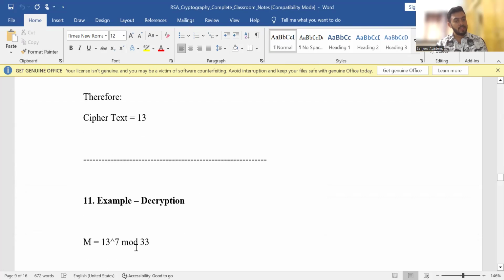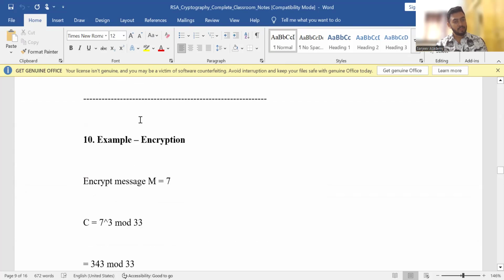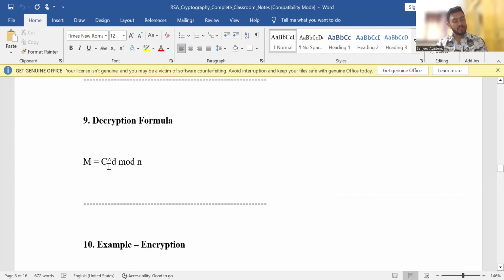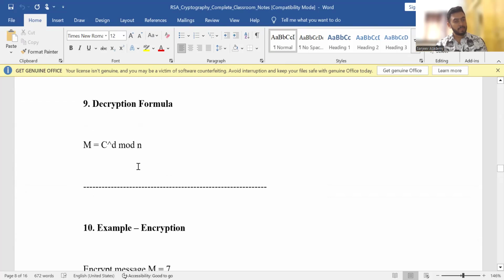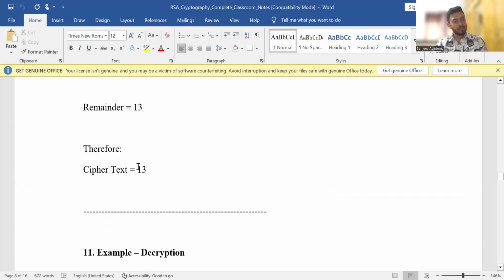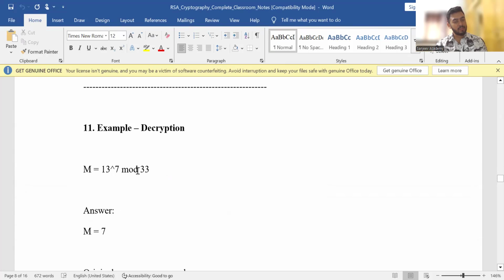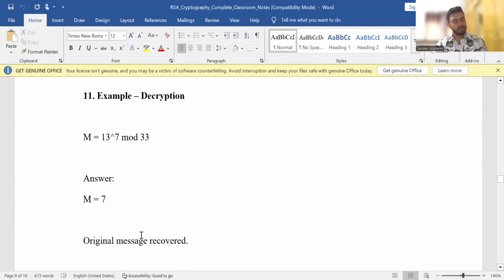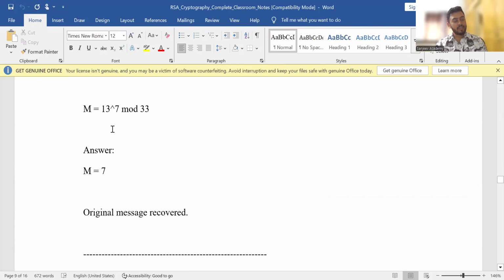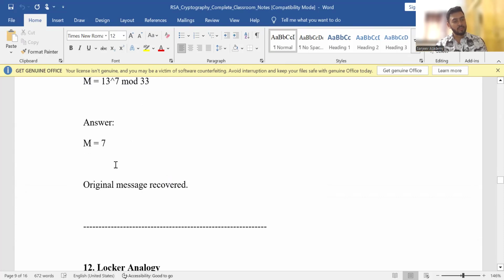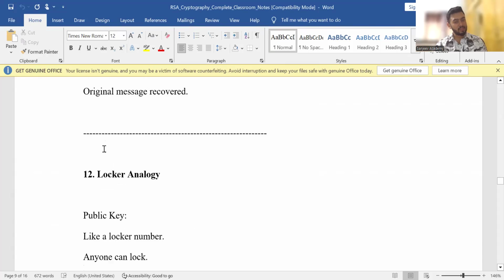13. That's all. Decryption. Message is equal to what? This ciphertext, 13. See the formula if you don't know: C power D mod N. D I already got before, 7. So 13 power 7 mod 33. Okay, 13 power 7 mod 33. So take the calculator and do the modulus. You'll get the value. So we get the original message 7 recovered. That's all.